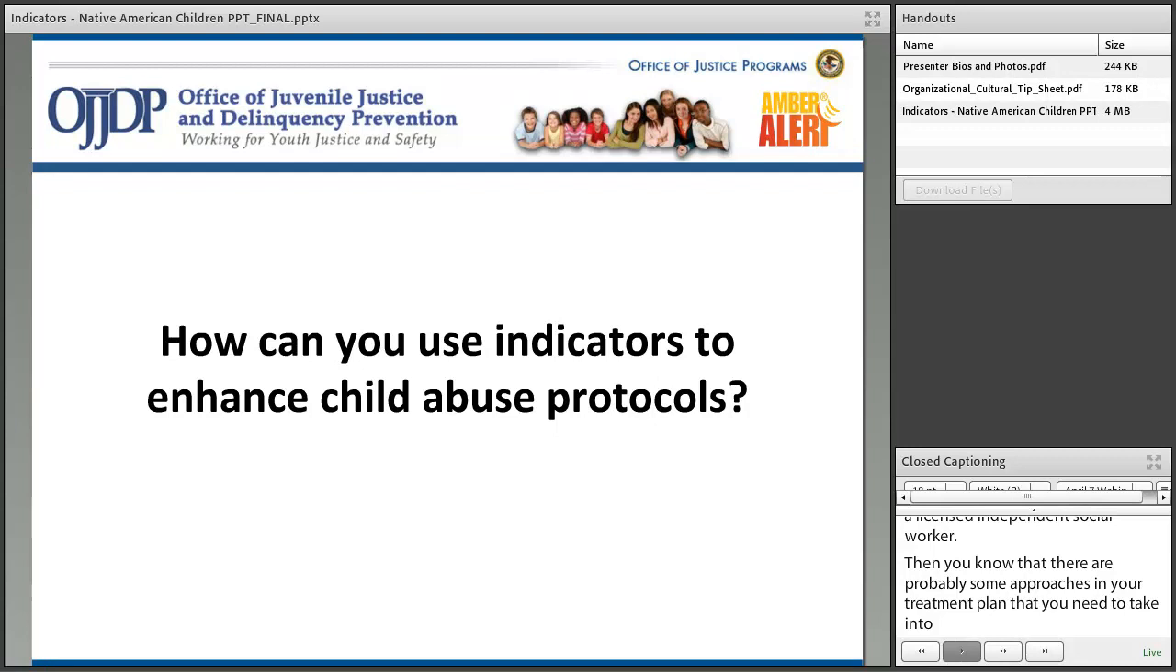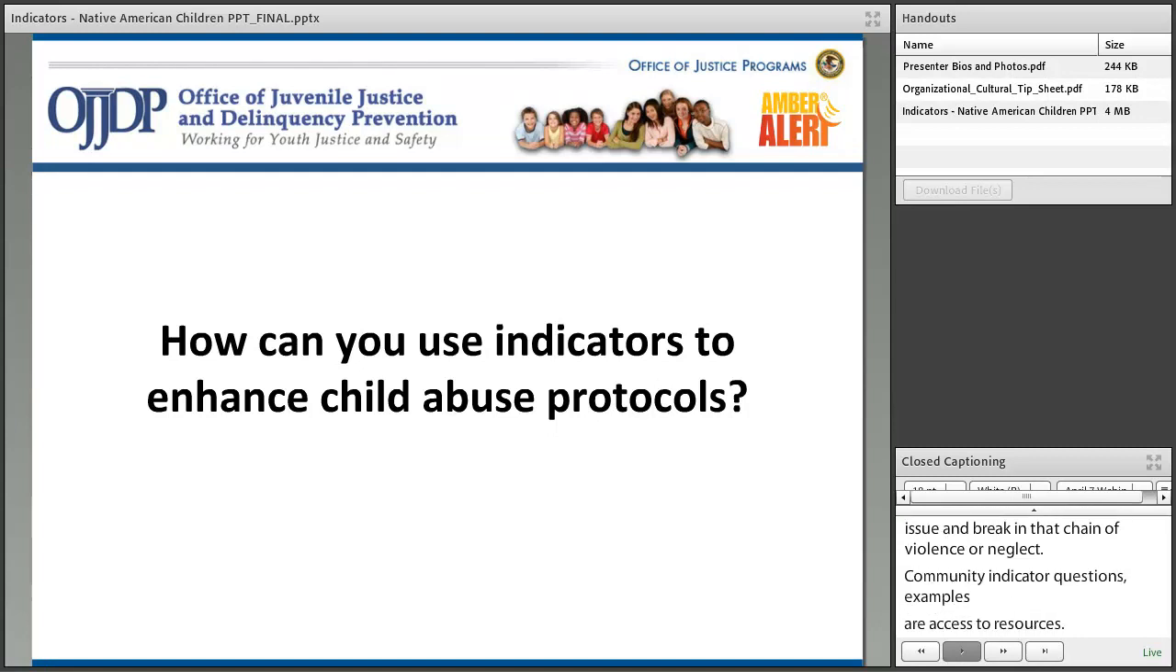Community indicator questions, examples are access to resources, and these are questions that I ask of clients. You know, how do you believe that you have access to resources? Can you get to a community resource that you need when you need it? What resources do you access most often in the community, and what for? And what resources do you stay away from or have strong feelings about?